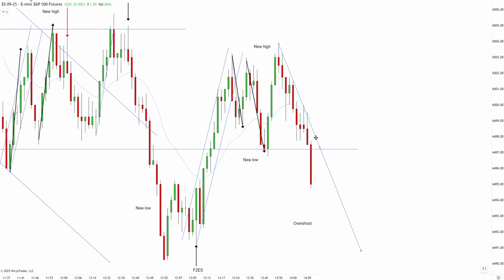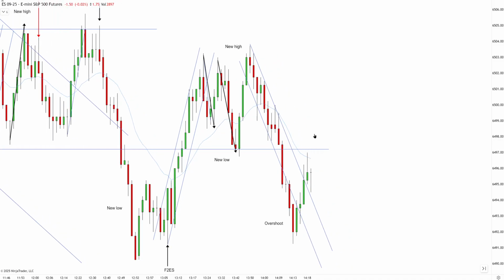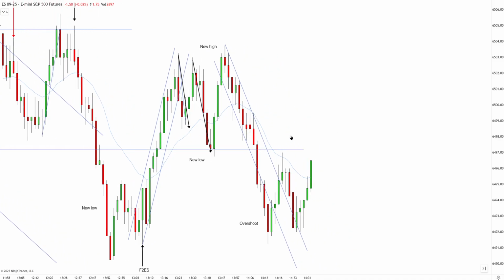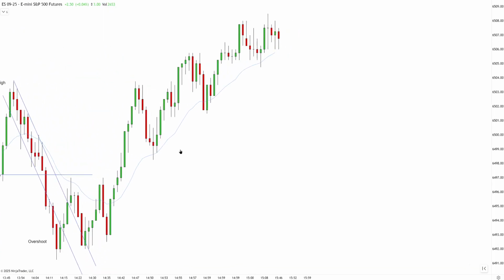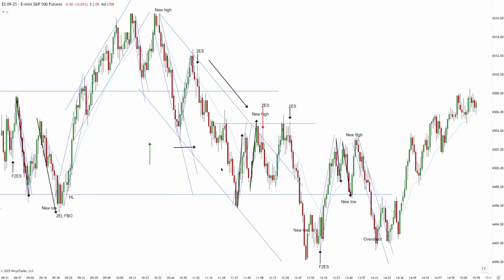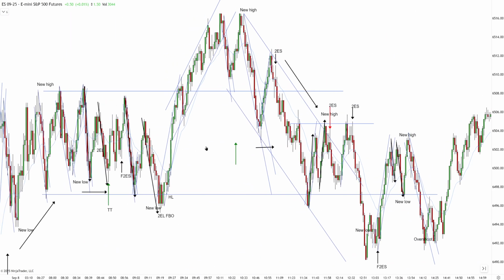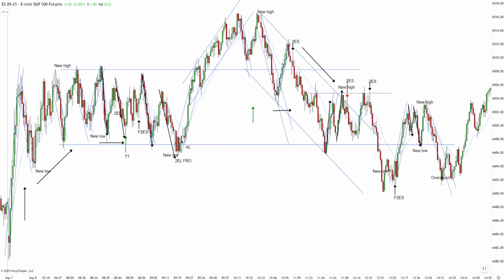Break new high. Reverse the working lower. Overshoot. And now it's getting too late and market is about to close here. So this is the overall structure for today. It was a big trend range day. Now we can divide today's structure into many different small structures.